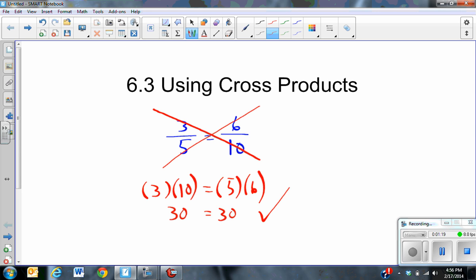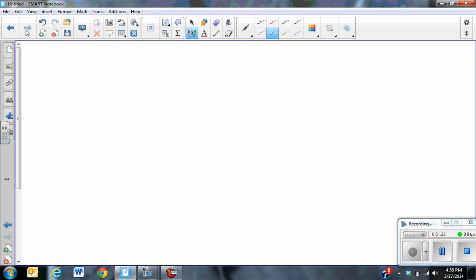Okay, so that's something called a cross product. Works every time. Okay, a simple one. 1/2 is equal to 3 over 6. 1 times 6 is 6, 2 times 3 is 6. Sure enough, their cross products are equal.